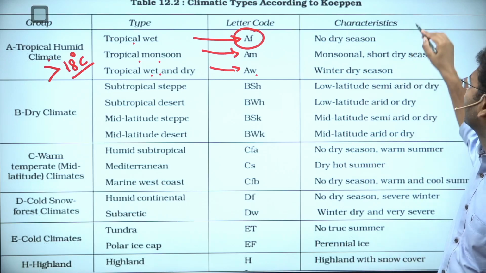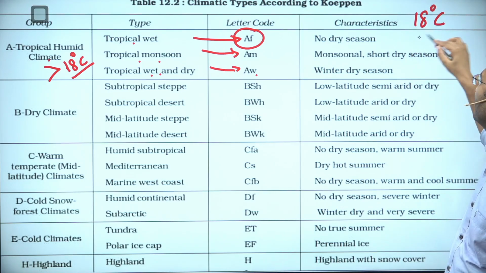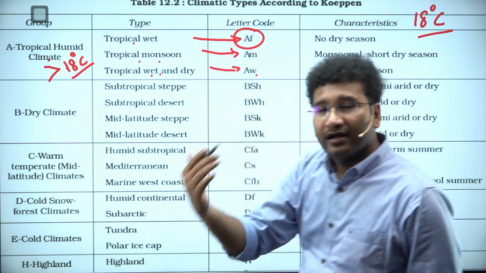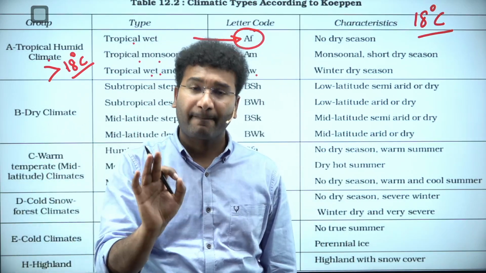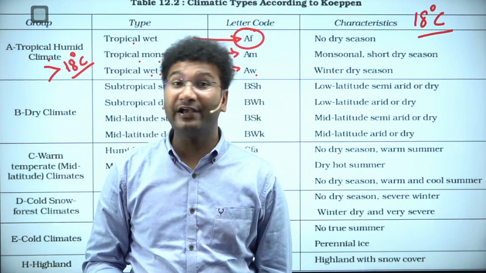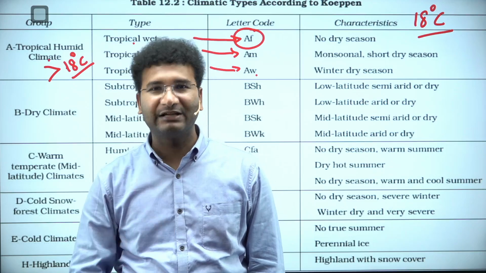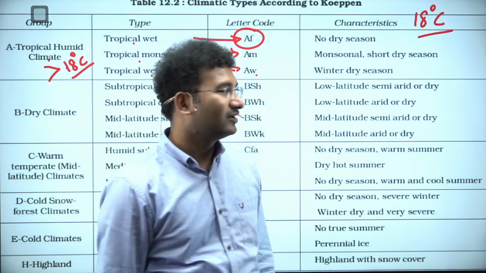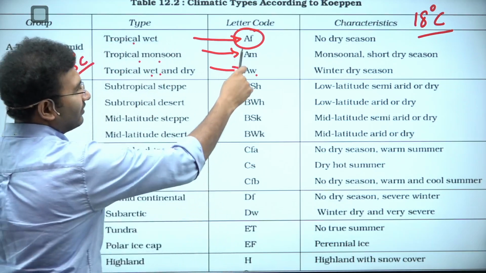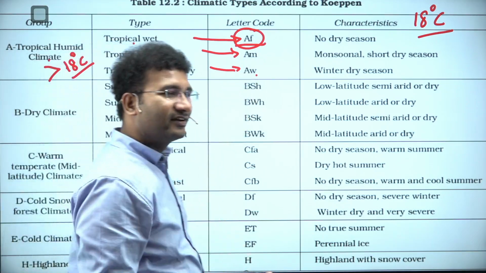No dry season. Temperature should be 18 degrees Celsius or more, and there should not be a dry season, meaning every month there should be at least a decent amount of rainfall. Where do you find this? Near the equatorial regions. Every day you will have rainfall, and also every day there will be temperature greater than 18 degrees Celsius.